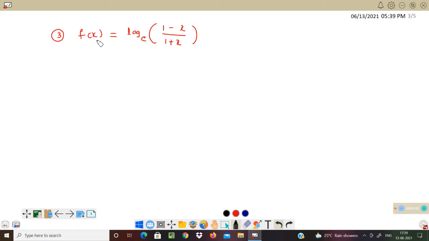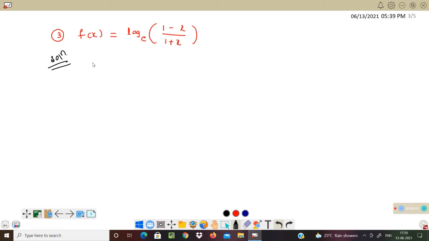Okay, so what is here? The given function is log with base e of (1 minus x) divided by (1 plus x). So then how to solve this one? Don't panic because there is a logarithmic function. It is a logarithmic function. Use the same approach.